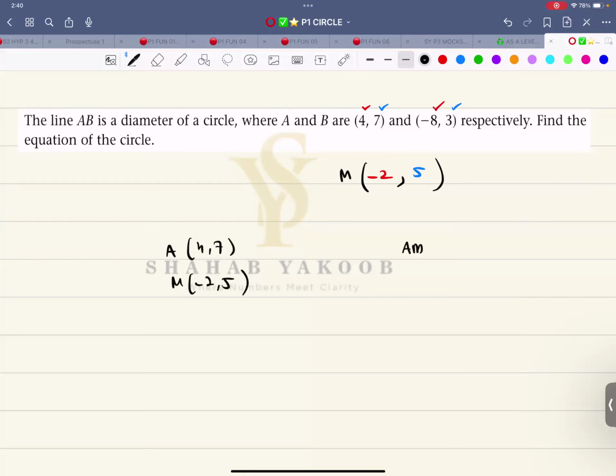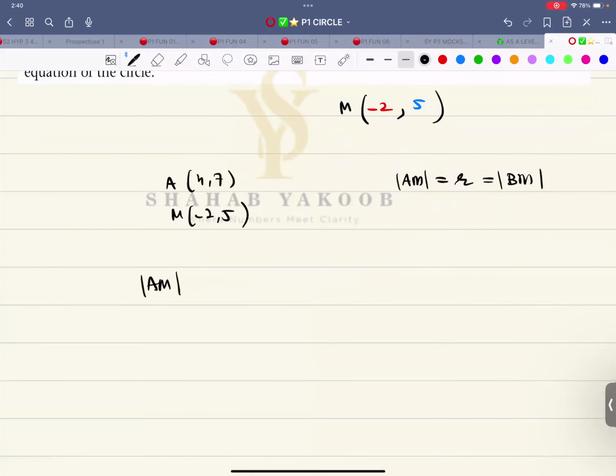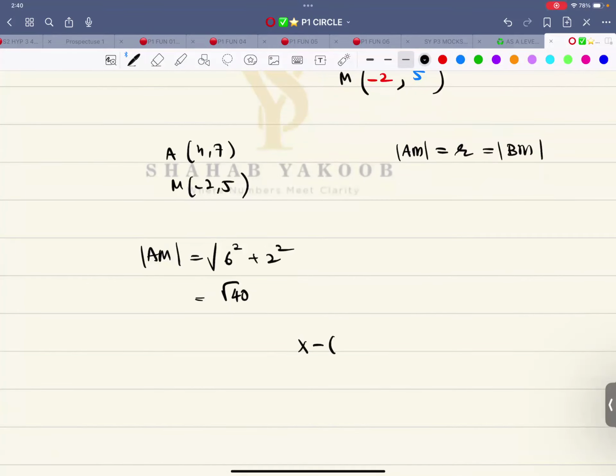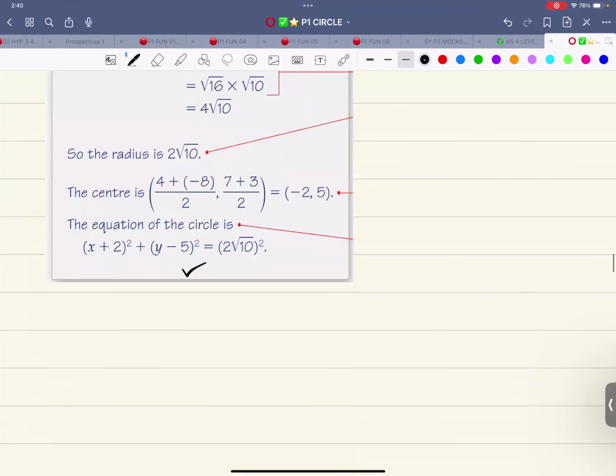That means AM is the radius, and so is BM, so you can choose any one. Let me write the magnitude of AM. 4 minus minus 2 is 6, squared. 7 minus 5 is 2, squared. Under root, 36 plus 4, root 40. That is the radius. So therefore, the equation is (x minus minus 2) whole squared plus (y minus 5) whole squared equals root 40 whole squared. That is (x plus 2) whole squared plus (y minus 5) whole squared equals 40. That's the equation of the circle.